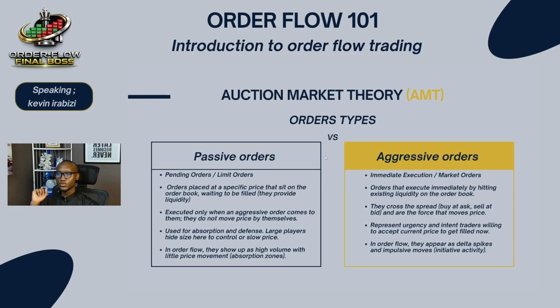Here we have two types of orders. We have aggressive orders and passive orders. And we said these two orders are the major orders in the market. You and me, every single day, use these orders without noticing. Like we said, in an auction house, we have the bidders and we have who is asking.